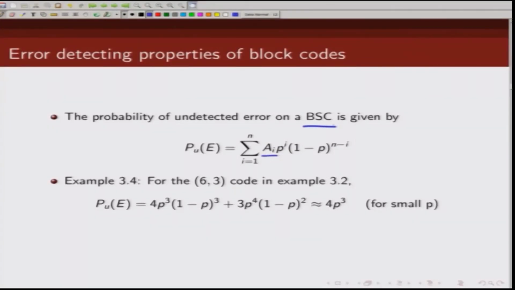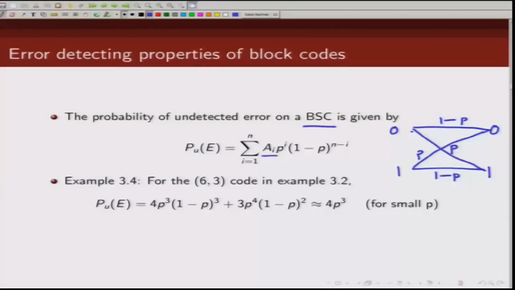Now, recall what happens in a binary symmetric channel: 2 inputs 0 and 1, 2 outputs 0 and 1, and the crossover probability is given by p. So, with probability p, 0 can get flipped to 1, 1 can get flipped to 0, and the probability of correct detection is 1 minus p. So, you are sending a code word which is an n bit tuple.